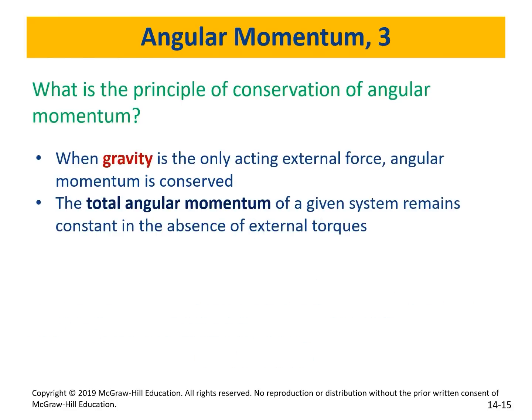Cool. Now we talked about the angular momentum, which is I multiplied by W, right? Same thing, we had the principle of the linear momentum, the conservation of momentum. We also have conservation of the angular momentum. So when gravity is the only acting external force, angular momentum is conserved, okay? And again, what is the angular momentum? I multiplied by W. Do you agree? I is the moment of inertia, W is the speed of rotation, right?